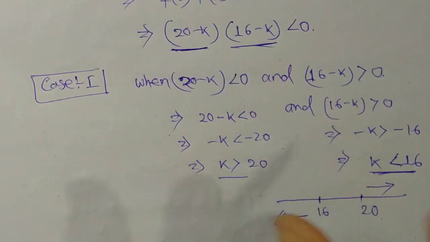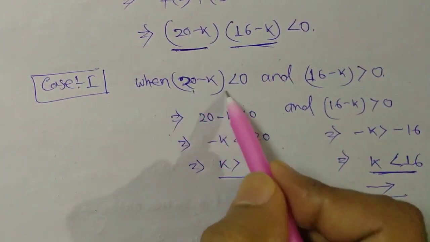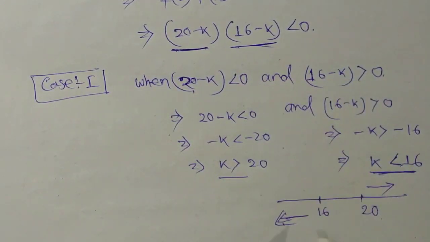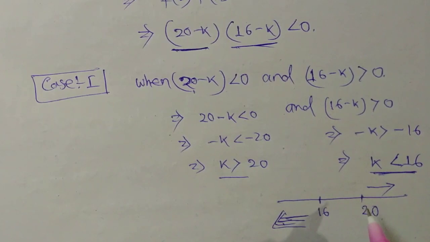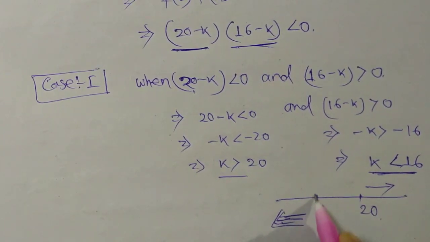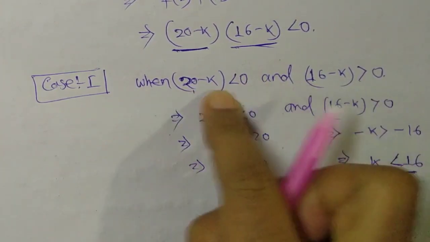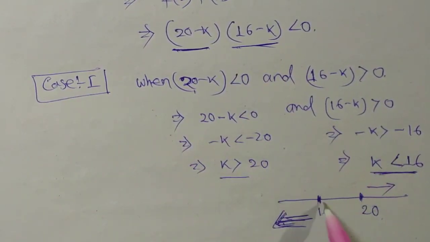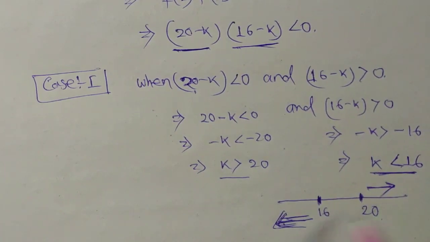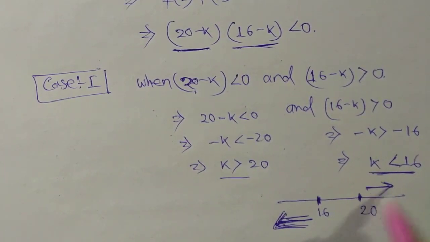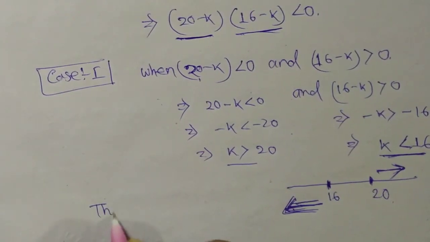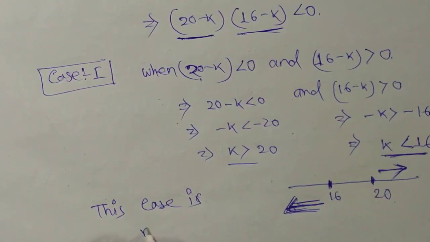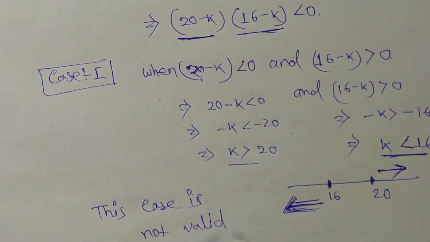But we need such values of k for which both conditions of the inequalities will be satisfied. But here we see that there exist no values of k for which both conditions are satisfied. For this case, there are no values of k for which both are satisfied. They do not lie in the same interval. So this case is not valid. It is an invalid case.